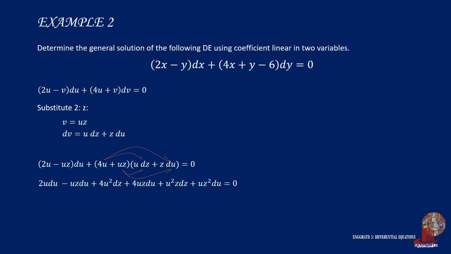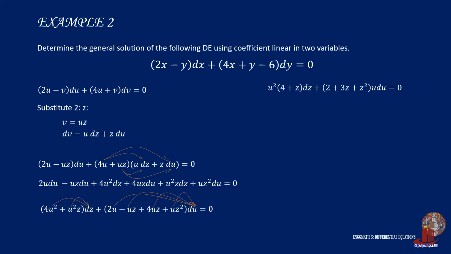If we regroup the terms according to similar derivatives, we come up with the following equation, where it is also noted that each term in each group has similar terms which we can extract again. By doing that, we get u squared times the quantity of 4 plus z times dz plus the quantity of 2 plus 3z plus z squared times u du is equal to 0.